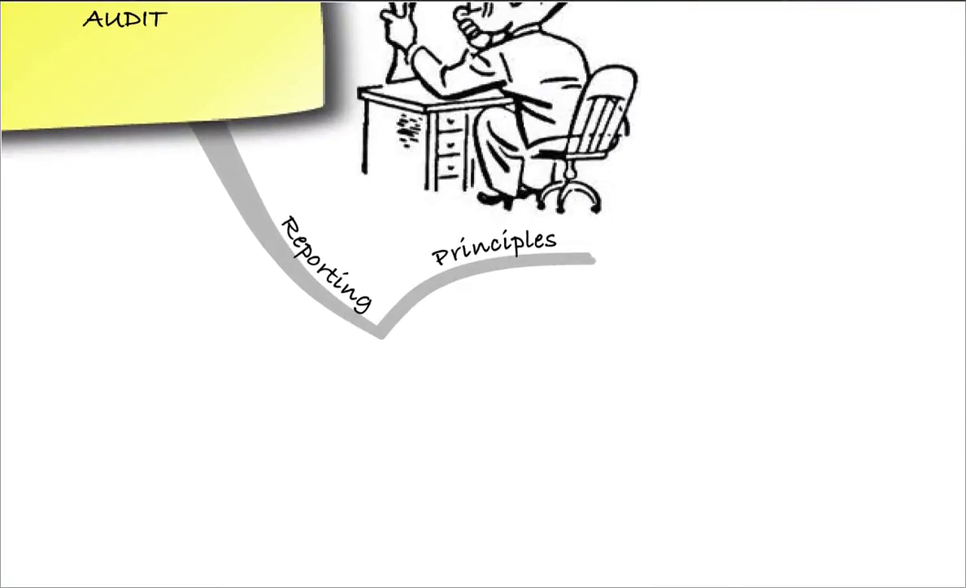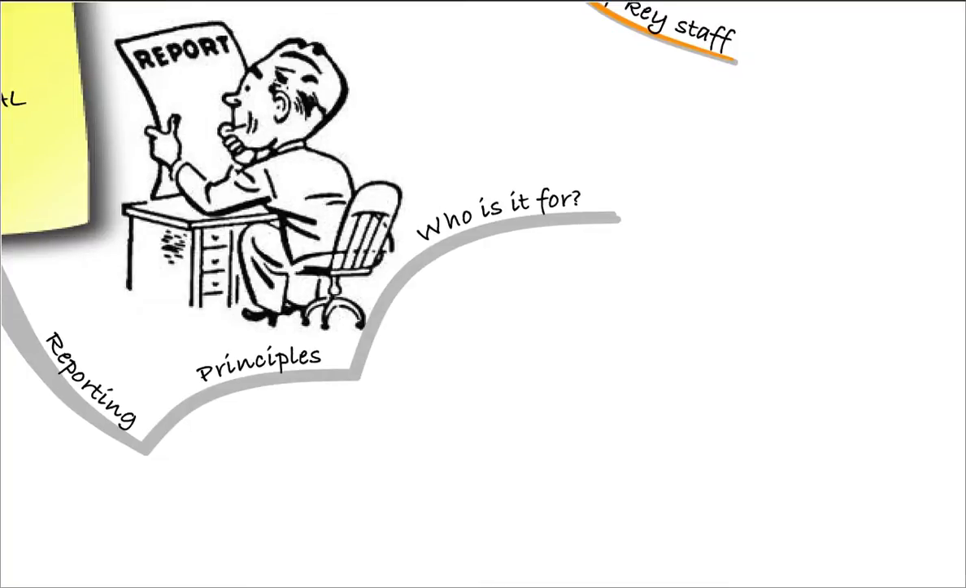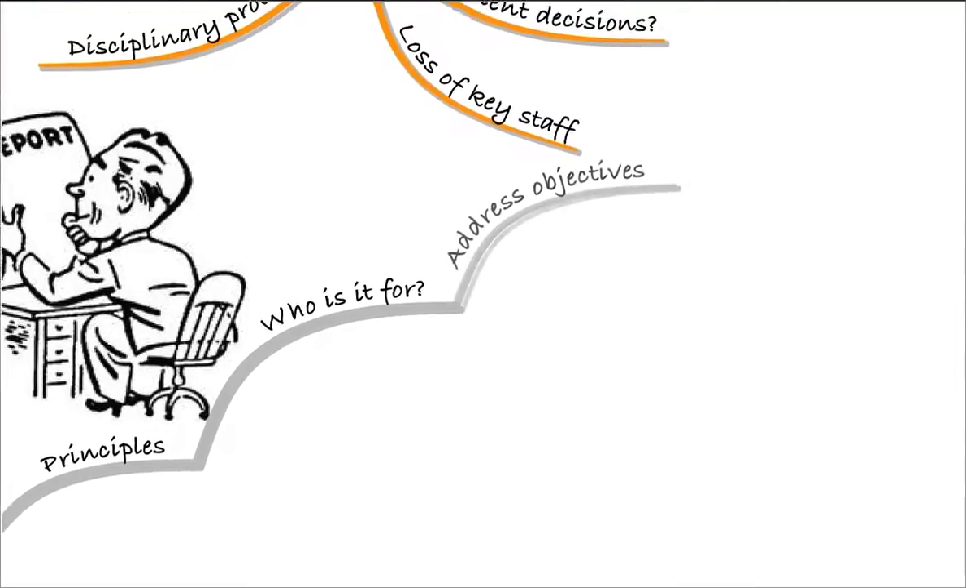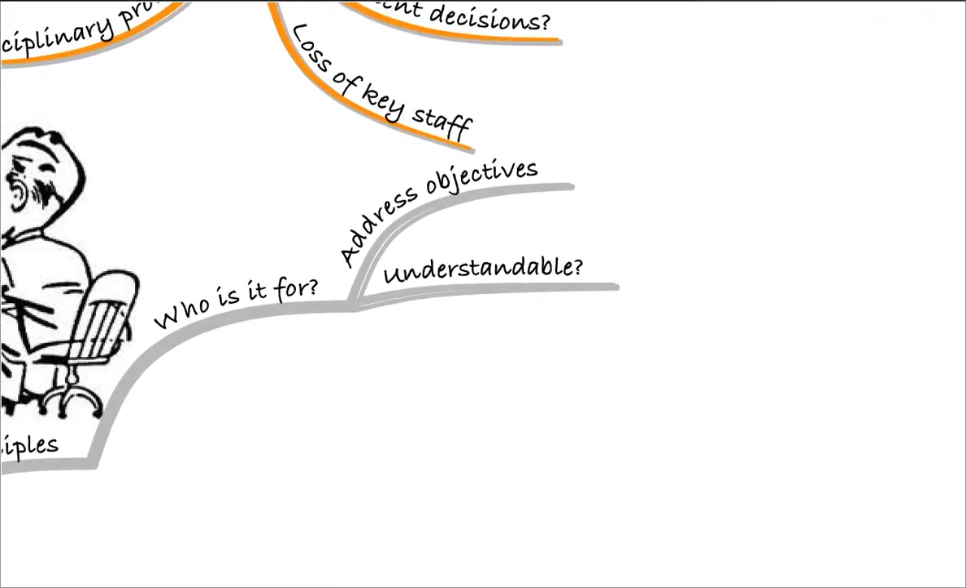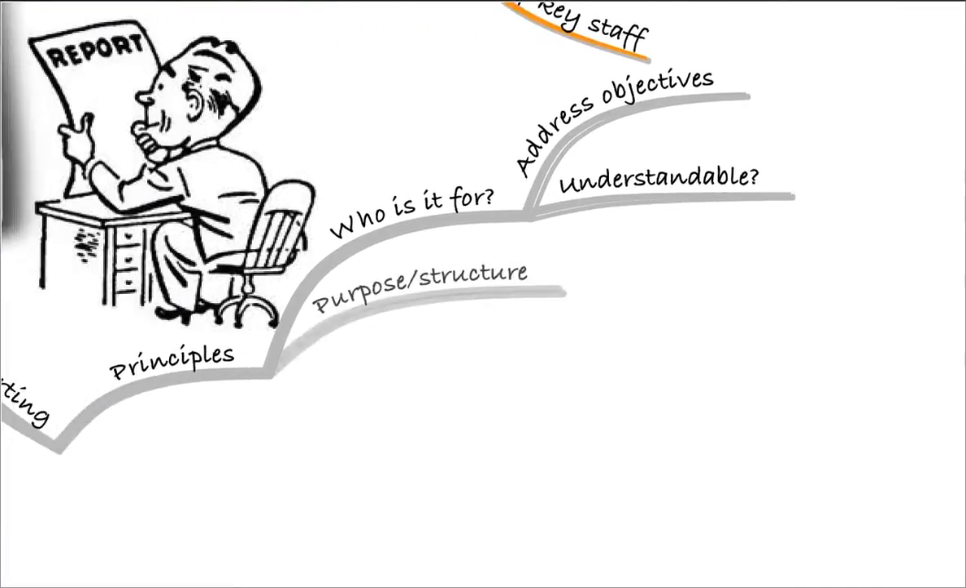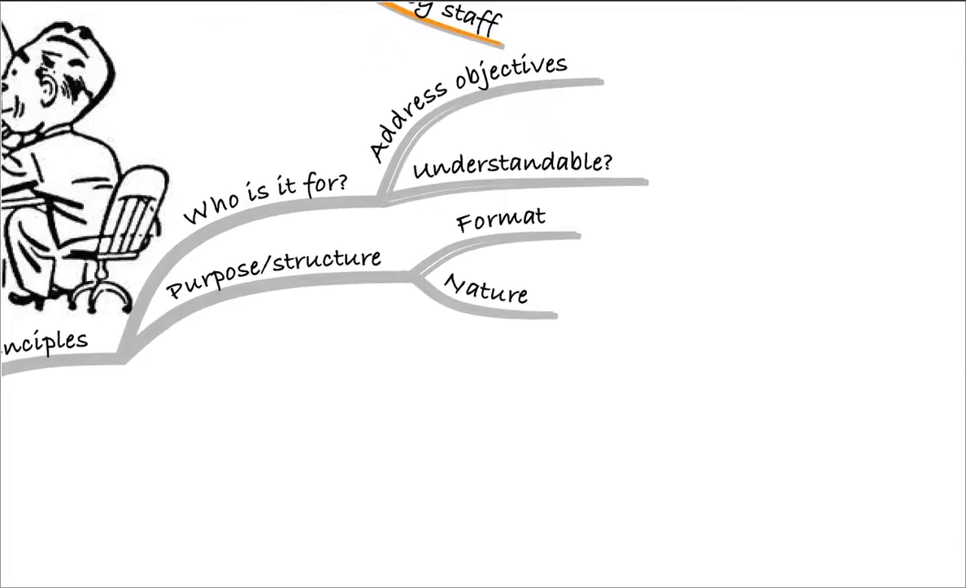Well, the first thing is that you'll need to consider as the internal auditor who this report is for. So generally that will be the audit committee, but again, the recommendations of the report will have to go to management so that management can implement those recommendations. So it'll need to address the objectives, and it will need to be understandable. It'll need to be reasonably concise because we need to make sure that there's time for it to be accurately read and understood. It'll also need to have a clear purpose and structure, so there'll need to be a format that's understandable, and it will need to deal with the nature of the report that's being provided.